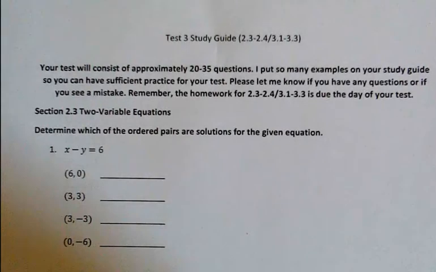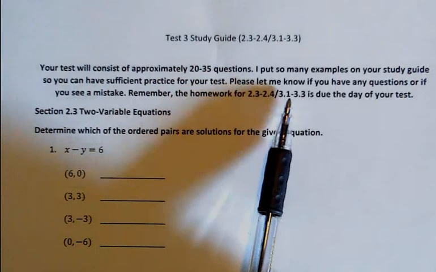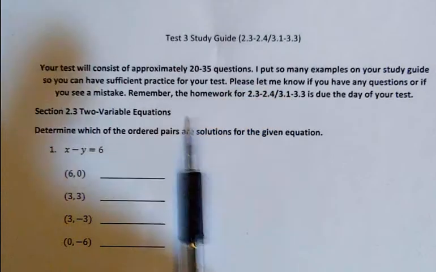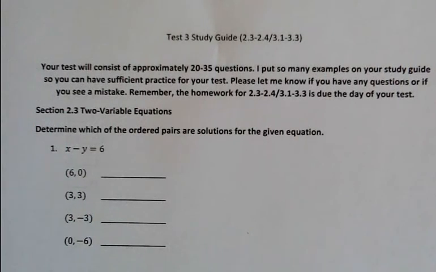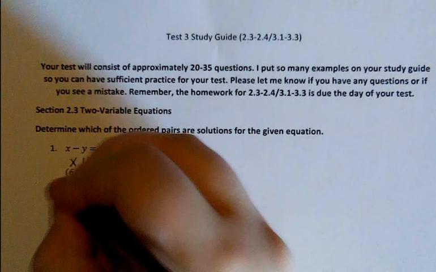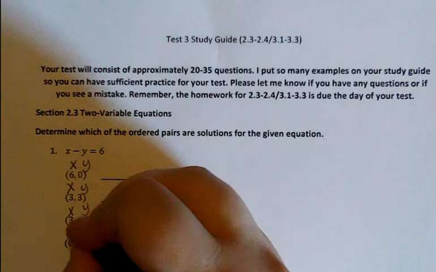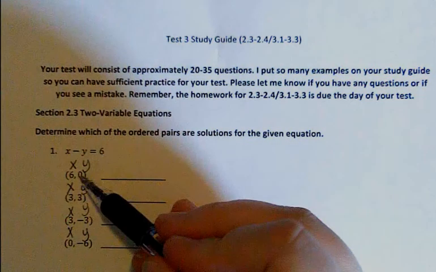This will cover sections 2.3, 2.4, 3.1, 3.2, and 3.3. So we're going to start with section 2.3, which covers two variable equations. The directions state to determine which of the ordered pairs are solutions for the given equation. So the first thing that we should do is identify our x and our y for each ordered pair. So for this first ordered pair, we have 6 for our x and a 0 for our y.